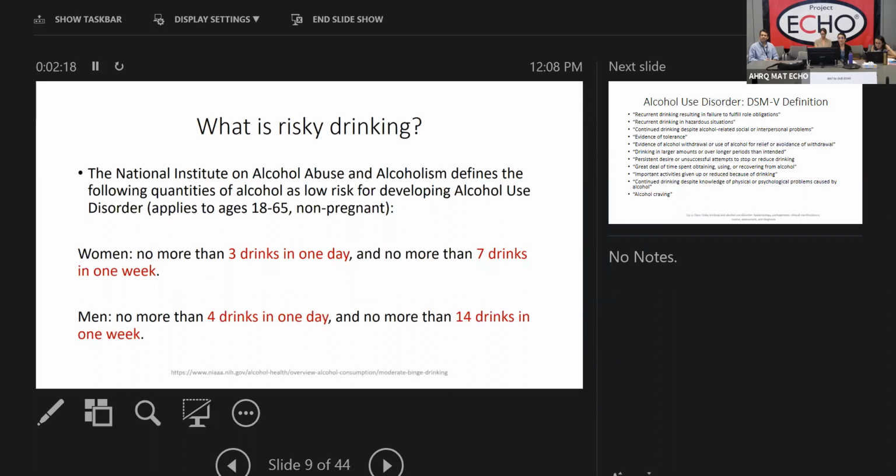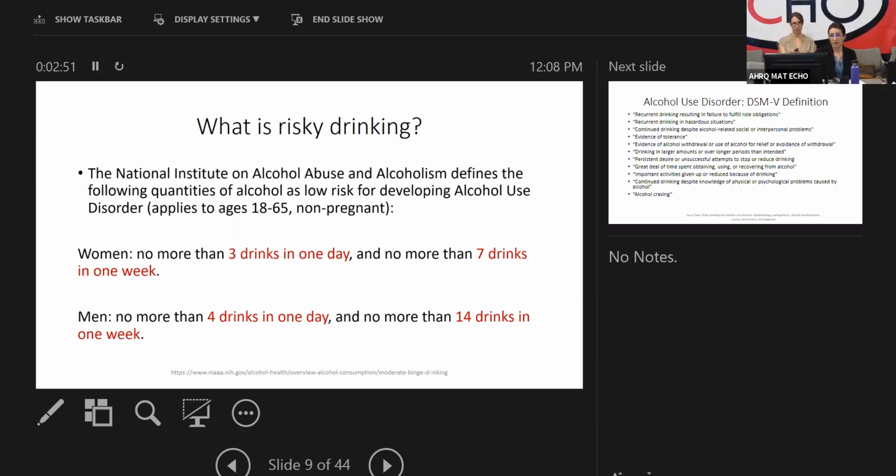And what is risky drinking? So the National Institute on Alcohol Abuse and Alcoholism defines these quantities as low risk for developing alcohol use disorder for adults who are not pregnant if they meet the following amounts. So for women, women shouldn't have more than 3 drinks in one day and no more than 7 drinks in 1 week. So for instance, if she's having 2 drinks every day, then that's more than the 7 drinks in 1 week. So it would qualify by one or the other. And for men, no more than 4 drinks in one day and no more than 14 in 1 week.